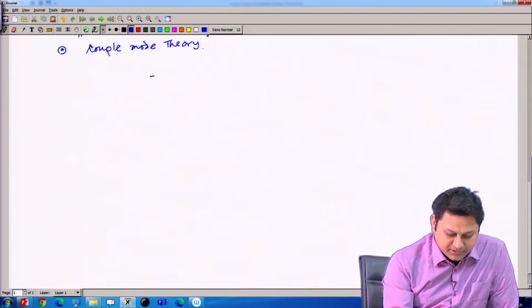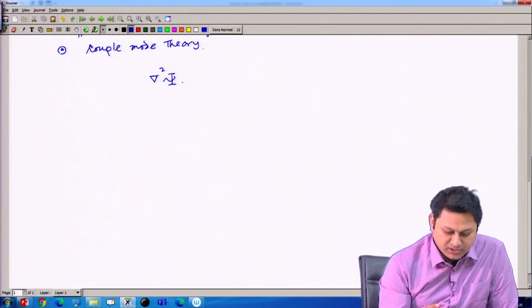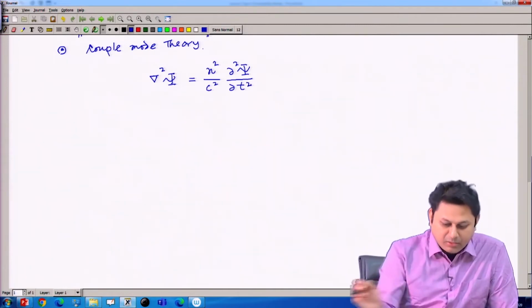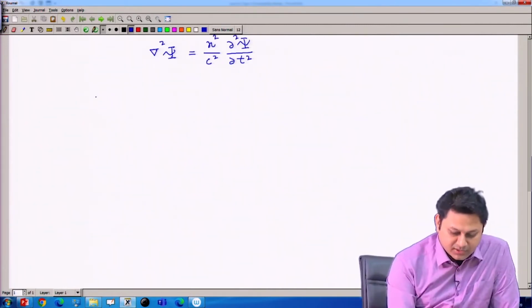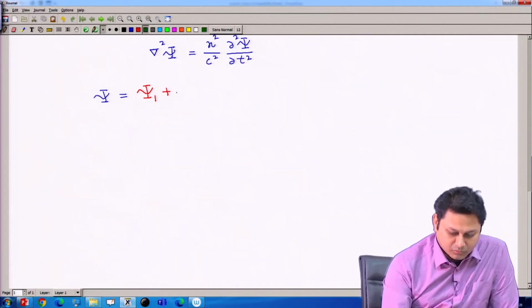Let us start with the first equation that we always use, and that is the wave equation, because when we deal with a wave, we need to write the wave equation first. This is Maxwell's wave equation I am writing, where psi is a general mode in this waveguide. Now, I can define big psi, which we call the general mode, as psi 1 plus psi 2.